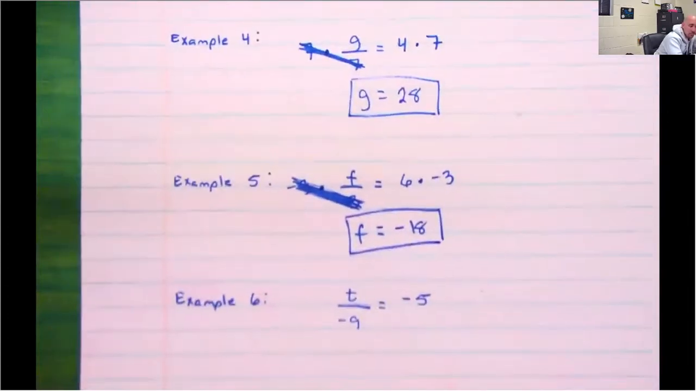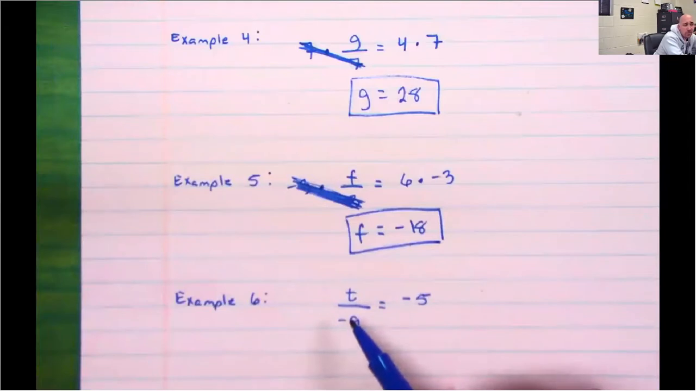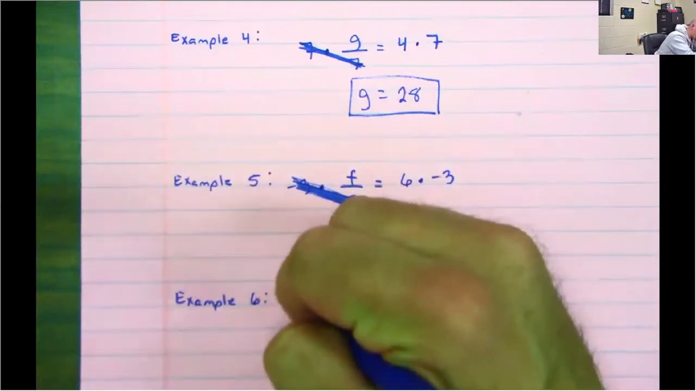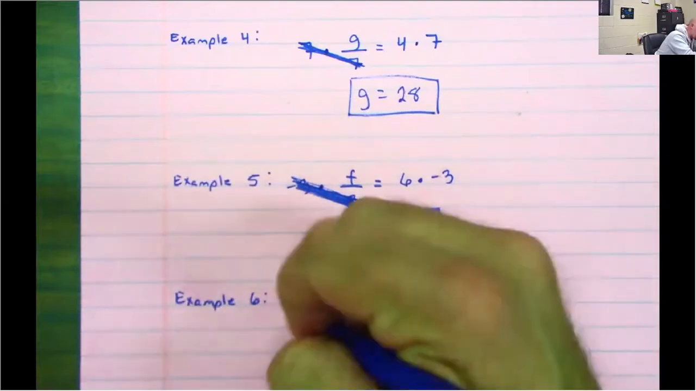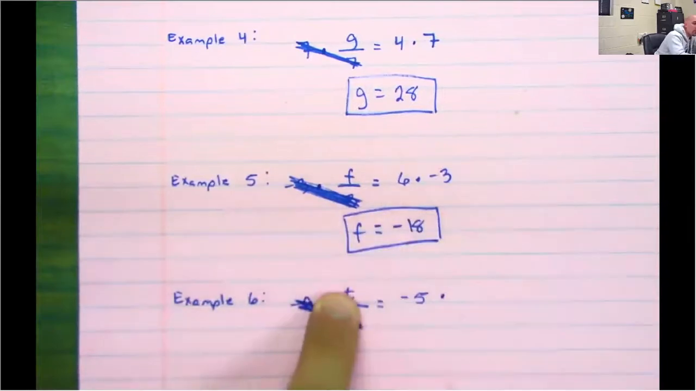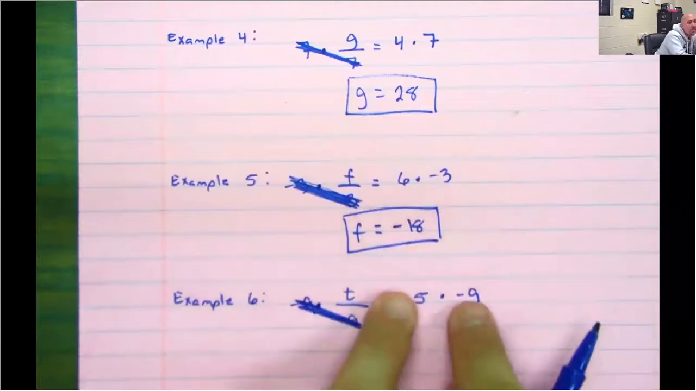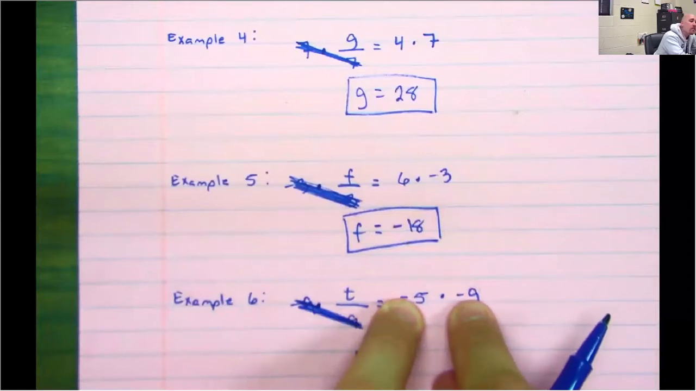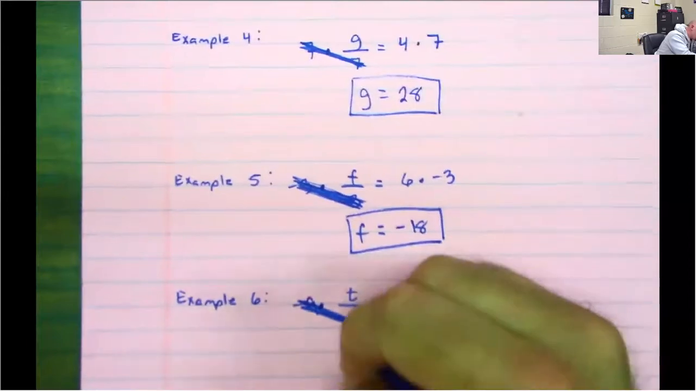All right, last example. We're solving for t, but it's being divided by -9. So the inverse of divide is to multiply. So we're going to multiply both sides by -9. Again, guys, we're doing that because look at what it leaves me. It leaves me with t by itself. Ooh, I'm multiplying, but the signs are the same. So if the signs are the same, the answer is positive. 9 times 5 is 45.